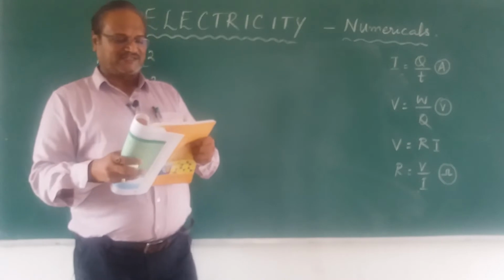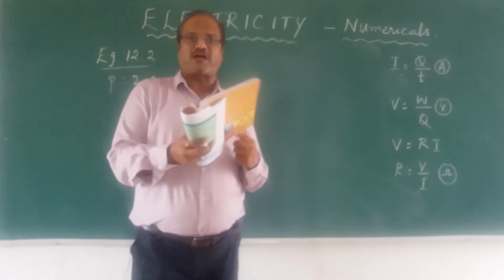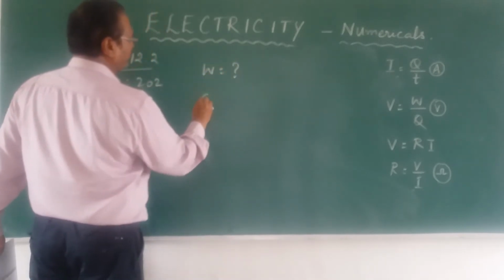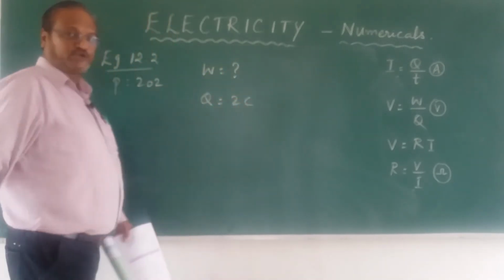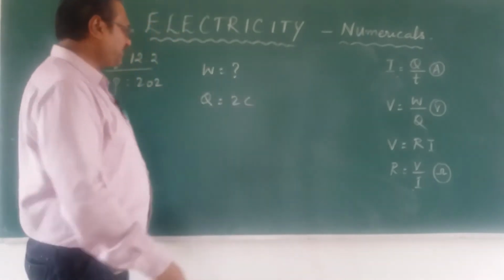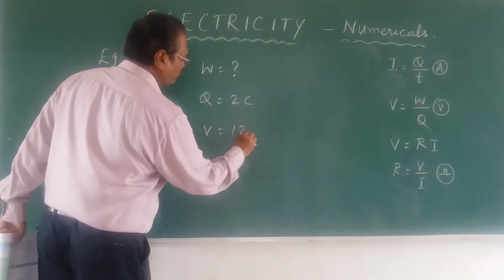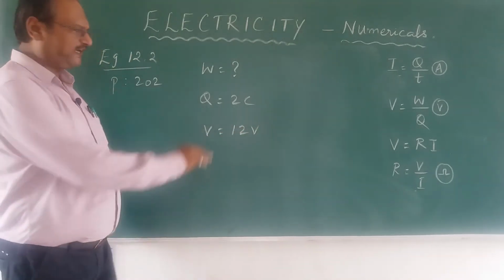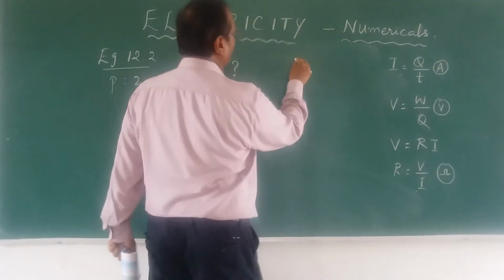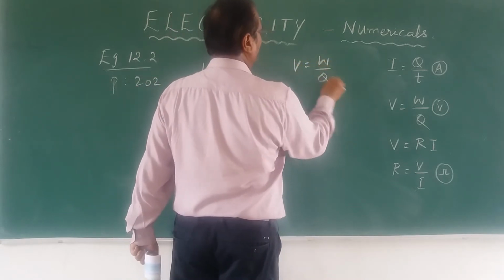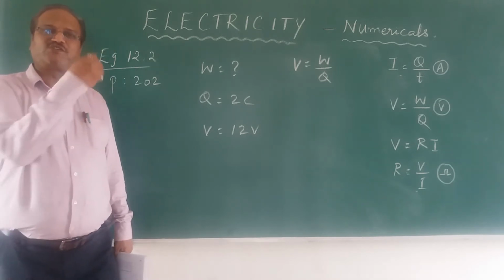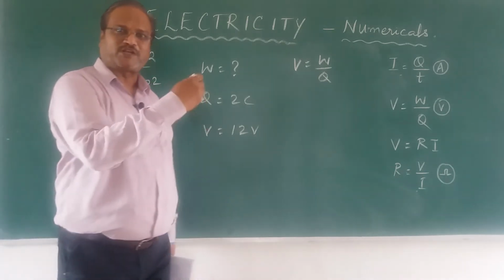Now what is the question? How much work is done, W is equal to how much, in moving a charge Q is equal to 2 coulomb across 2 points having a potential difference V is equal to 12 volt. Very simple. Once you have taken the data, then you need to think of the formula. V is equal to W upon Q. That is, potential is defined as the amount of work done in moving a charge from one point to another point. That is the potential difference.